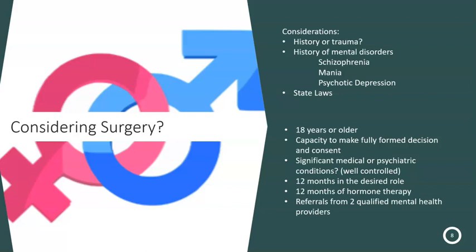They have to live 12 months in the desired role of the sex they want to change their reassignment to. They have to have 12 months of hormone therapy, and they will need referrals from 2 qualified mental health providers, which is where you're going to come in. So if you've been treating a 19-year-old, 18-year-old since they were 16, any patient, then you may be asked to give a referral for your patient to have gender reassignment surgery.